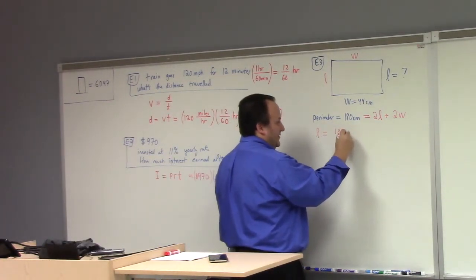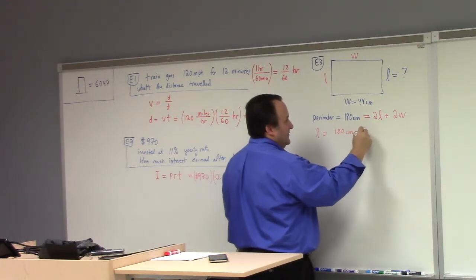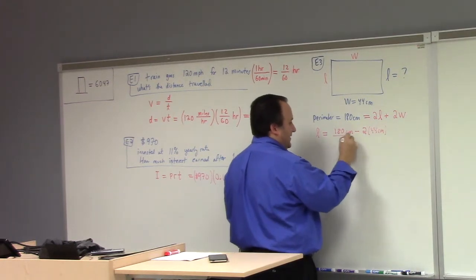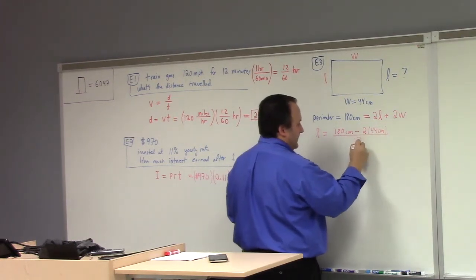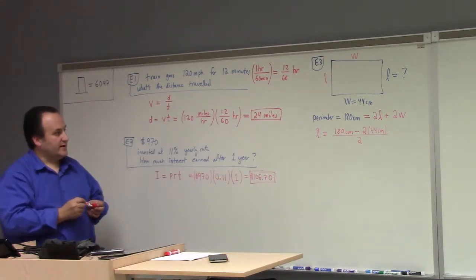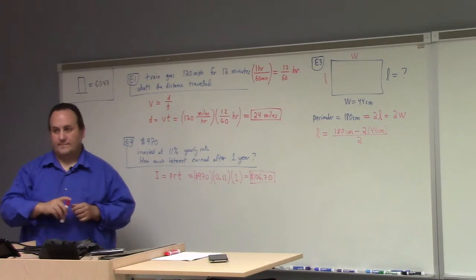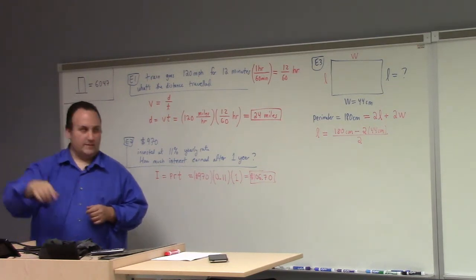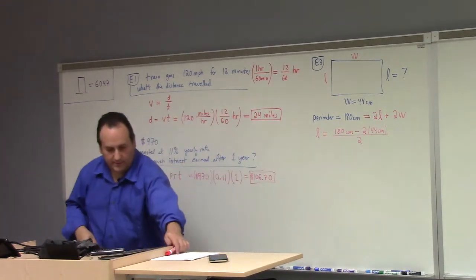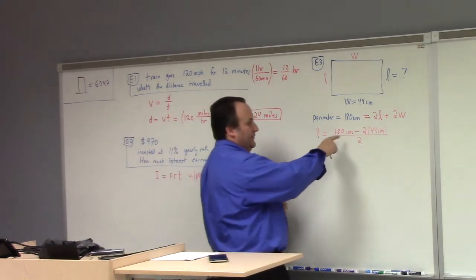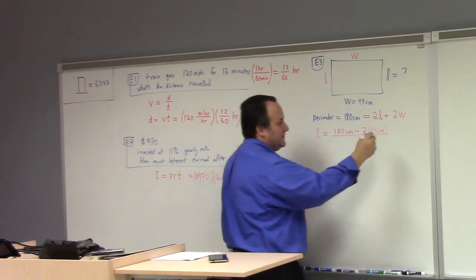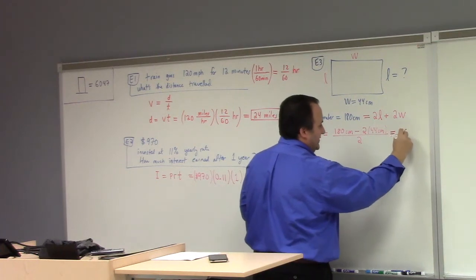180 centimeters minus 2 times 44 centimeters, and then I have to divide by 2. I just took the equation above and solved for L and put in the number that we're given for W. And then what happens? We got, here it is. If you work it out, 180 minus 88 is 92. 92 divided by 2 is 46. So the answer here is 46 centimeters.